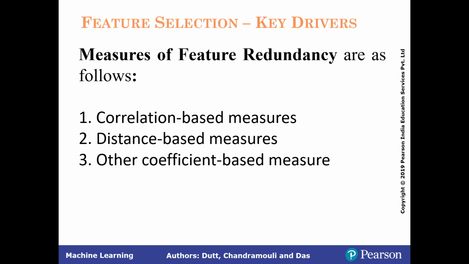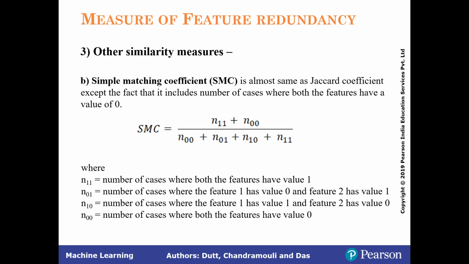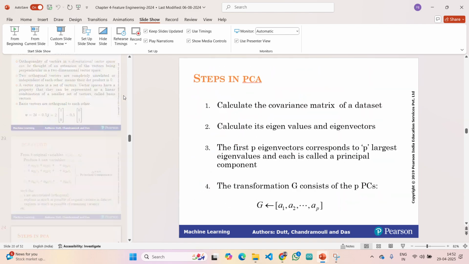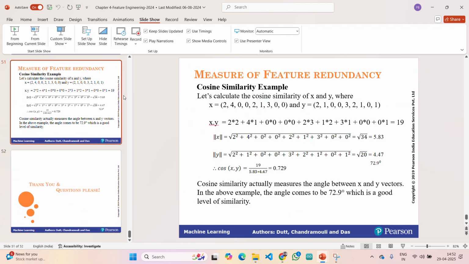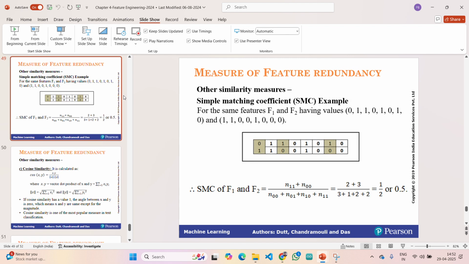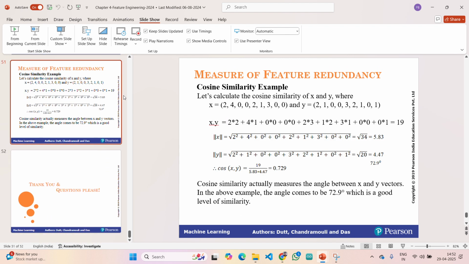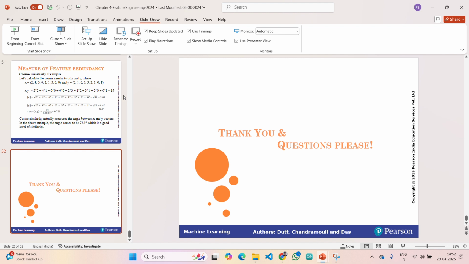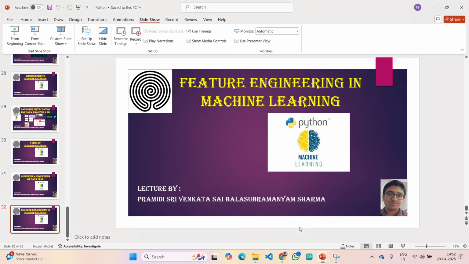Yes, this is correlation based and all. All the things are covered. Cosine similarity, nothing but cosine distance and all. That's all for this lecture. With this, we have completed feature engineering completely.